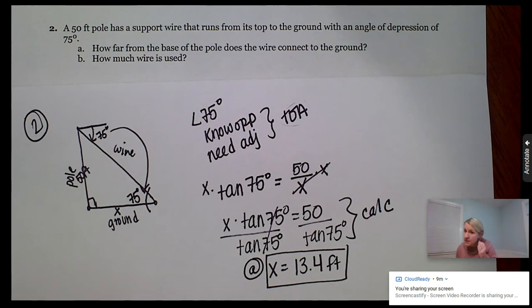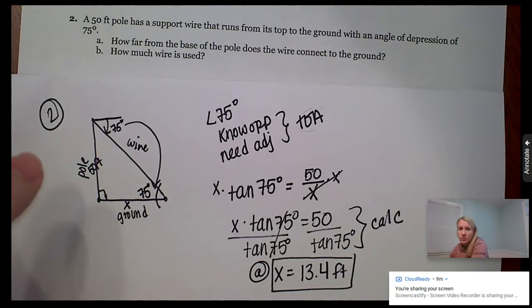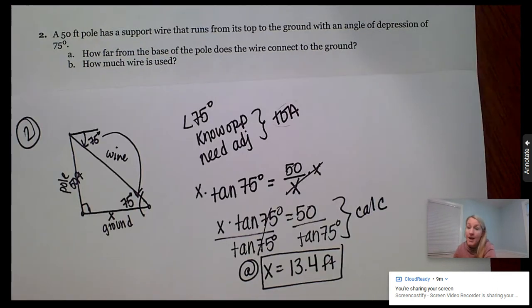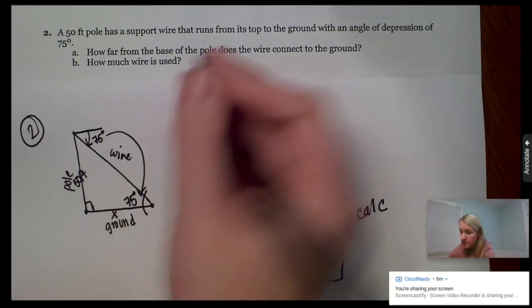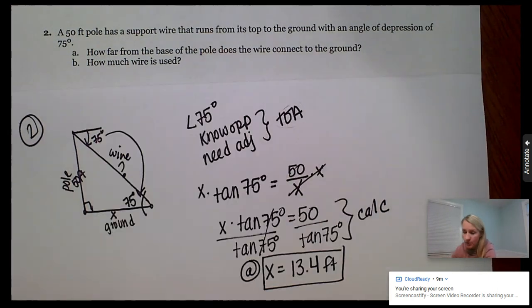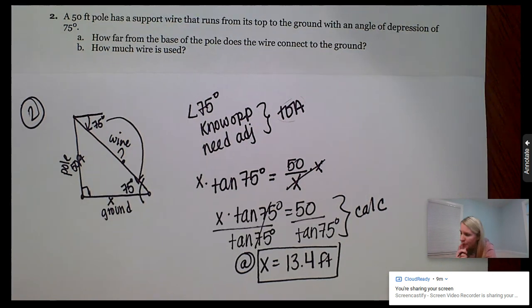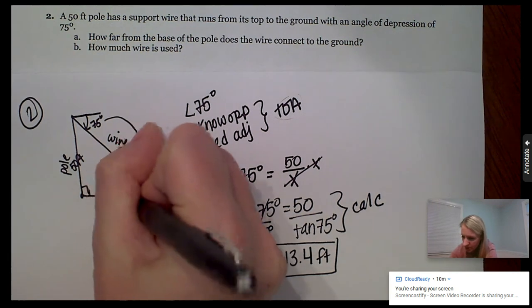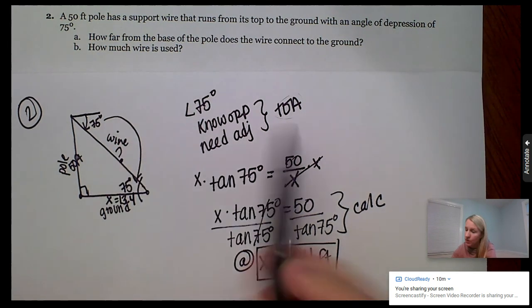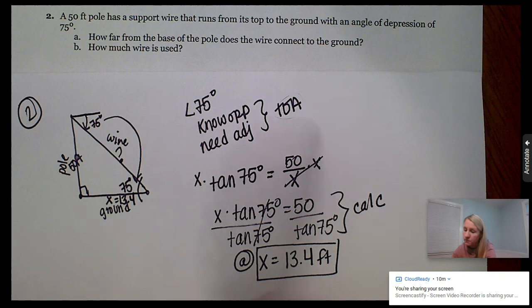All right. And now let's do B. And then there's just one more thing here. So for B, I'm going to kind of move it up a little bit, but how much wire is used? So basically, we need to find this. You can call it whatever you want. If you want to call it X again, or you can call it Y, or you can call it W, whatever makes sense for you. But once I notice that, if this side's 13.4, I can just use Pythagorean theorem. I don't need to go back and do all those steps again.